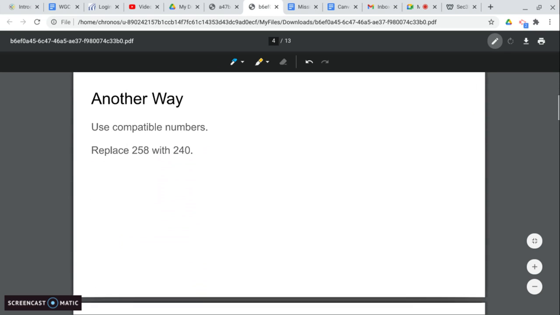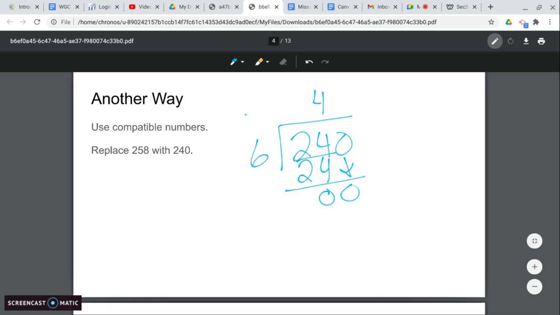Another way we can do this is using compatible numbers. So replacing 258 with 240 instead. So this gets it a little closer to the actual answer. Yes, it's going to be lower, but it's going to get it closer. So if we take our 240 and divide it by 6, 6 can go into 24 4 times. 6 times 4 is 24. So we have 0, bring down our 0.